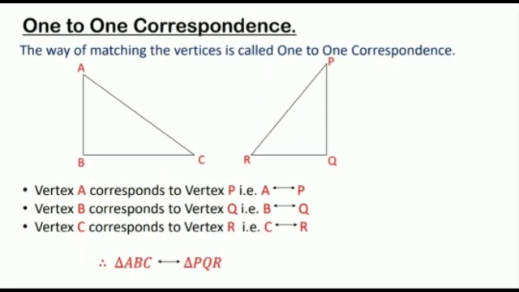One-to-one correspondence. The way of matching the vertices is called one-to-one correspondence. For example, the two triangles are given to you, that is triangle ABC and triangle PQR. Let us see which vertex corresponds to which vertex. Vertex A corresponds to vertex P, that is A corresponds P. See the sign of corresponds. Then vertex B corresponds to vertex Q, that is B corresponds Q. Vertex C corresponds to vertex R, that is C corresponds R. So now we can say that triangle ABC corresponds to triangle PQR.